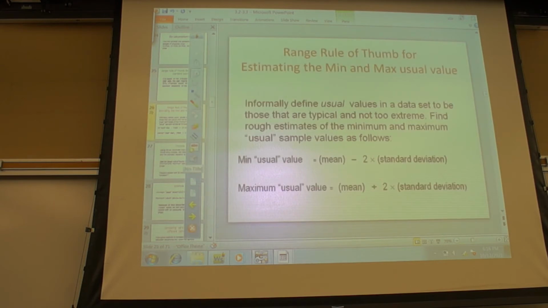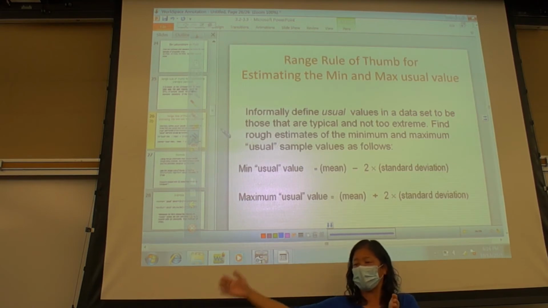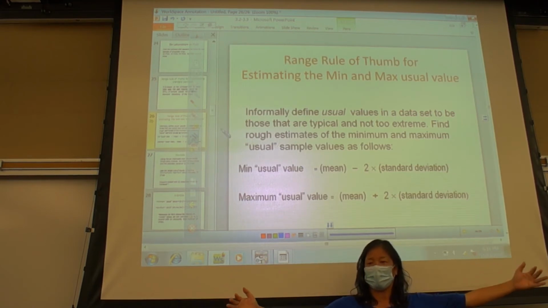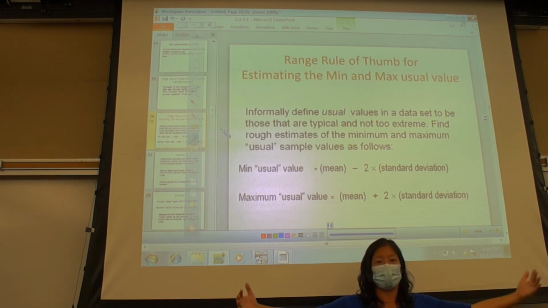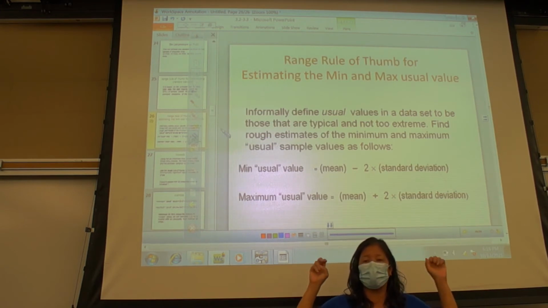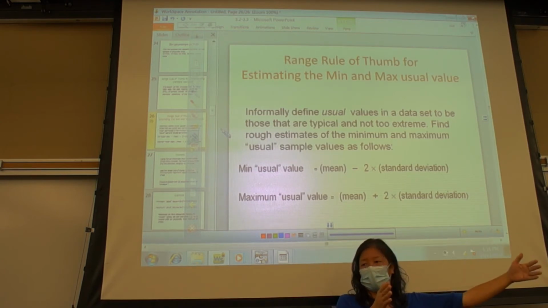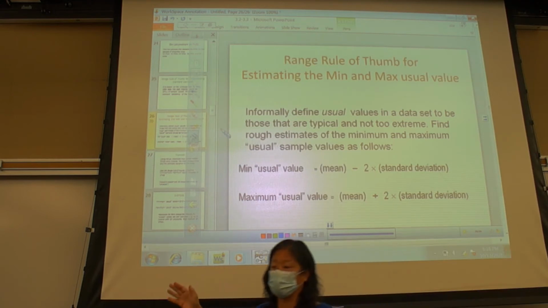So I want to review the range rule of thumb for estimating minimum and maximum usual values. We did this last class. Remember, if we take our mean and we go 2 standard deviations this way and 2 standard deviations that way, then most of our data lies between these two values. So how to find the minimum usual value? You take your mean, you subtract 2 standard deviations. How do you find the maximum usual value? You take your mean and you add 2 standard deviations. So really anything beyond that would be sort of unusual.